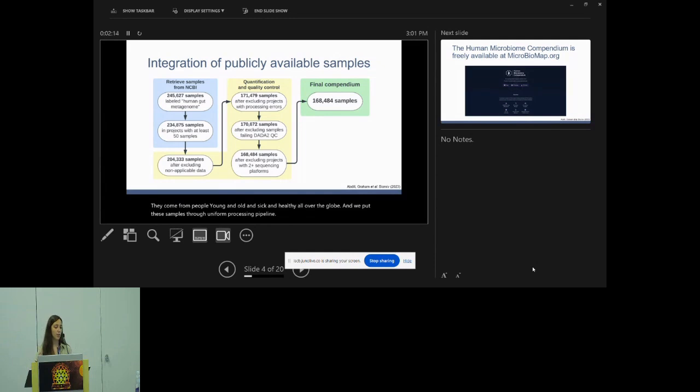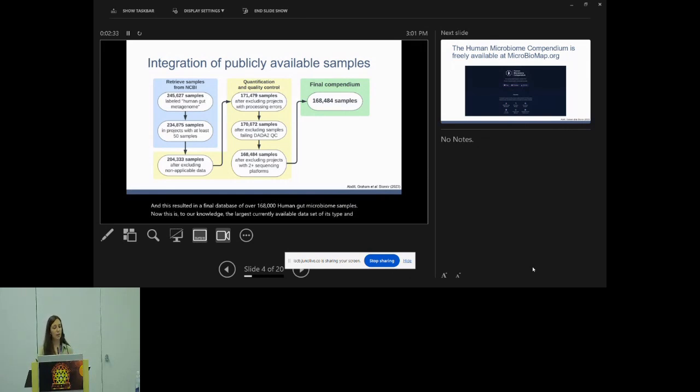And we put these samples through a uniform processing pipeline. Along the way, we excluded studies that had very few samples, as well as samples that either failed some of the processing steps or didn't pass quality control. And this resulted in a final database of over 168,000 samples. Now, this is, to our knowledge, the largest currently available data set of its type.